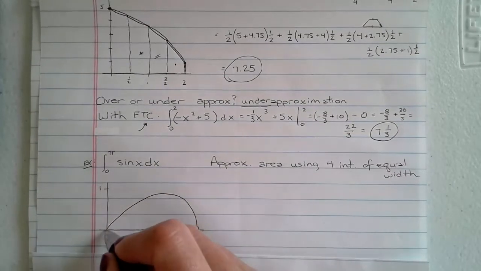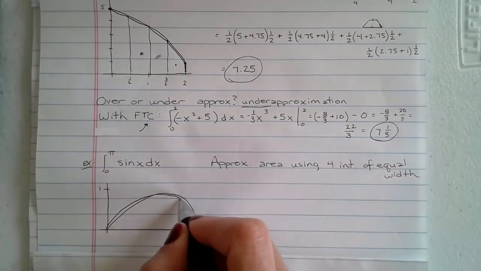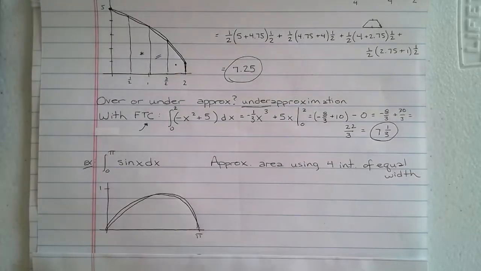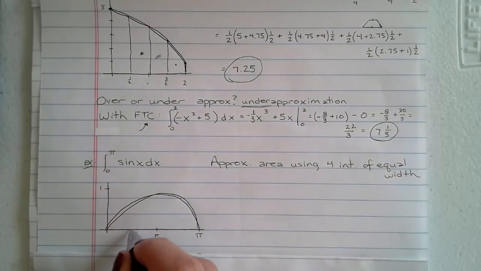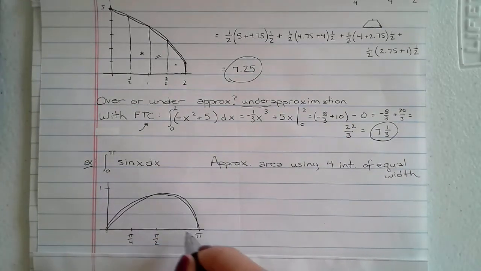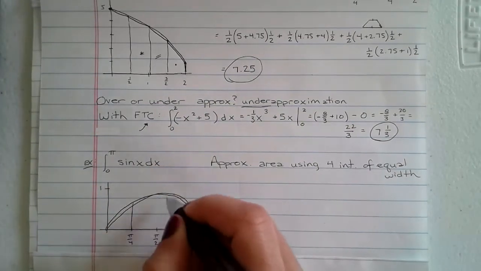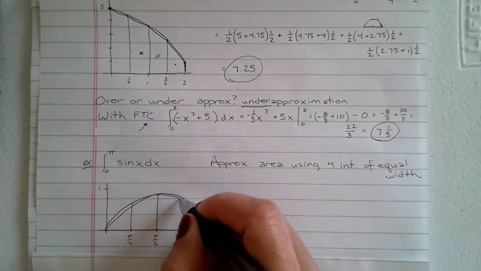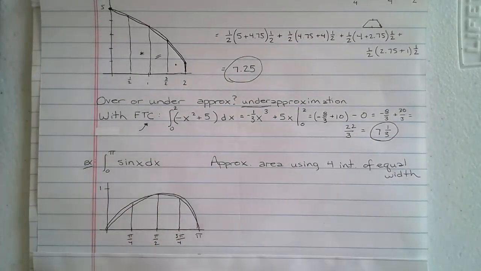Worst sine curve ever. Alrighty, let's try that again. There we go. Not much better, but we'll call it a day. All right, I need 4 intervals, so I'm going to have to go with pi over 4, pi over 2, 3/4 pi, and a whole pi. I'm going to divide them that way. This is really terrible. And we're going to make some trapezoids.